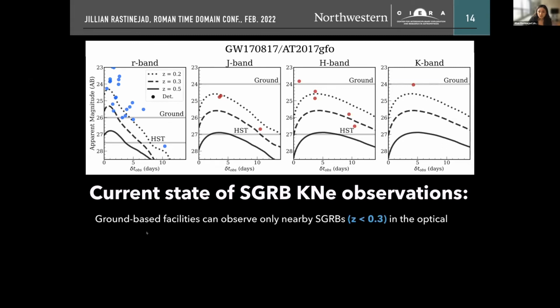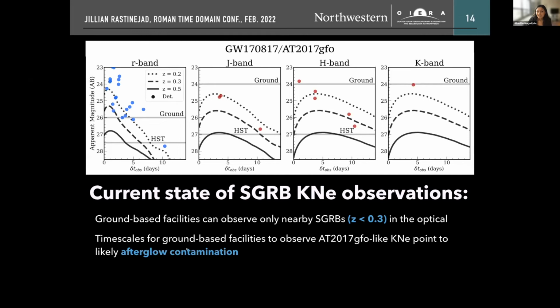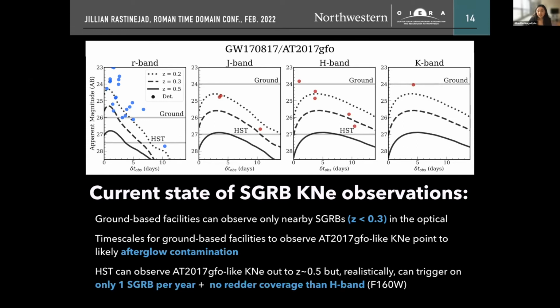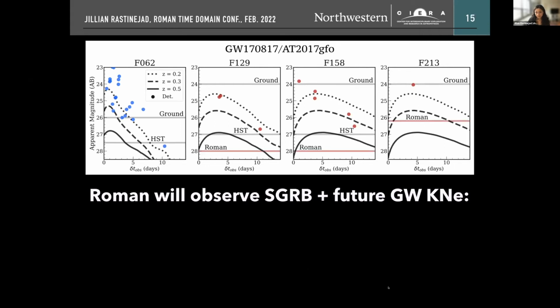So what this shows us is that current ground-based facilities can only observe nearby short GRBs in the optical. These timescales for the ground-based facilities point to likely afterglow contamination, so they're not the definitive kilonova detections we want. And then finally, I want to note that HST is a really powerful tool and has been in the past for following short GRB kilonovae, but realistically, we can only trigger on about 1 short GRB per year, and we don't have redder coverage than F160.